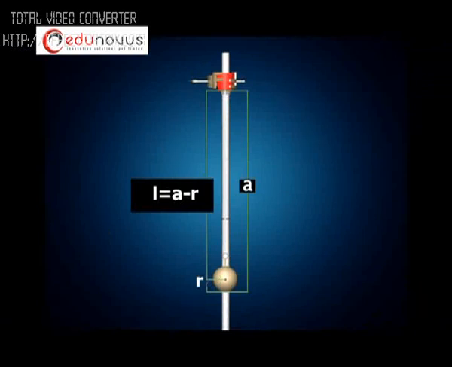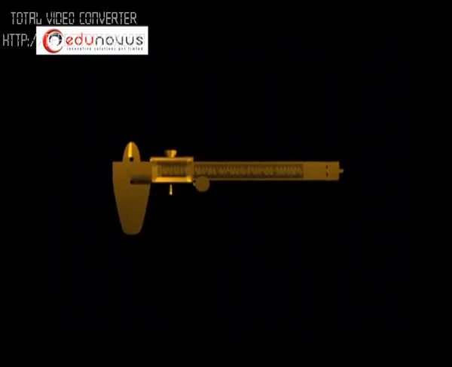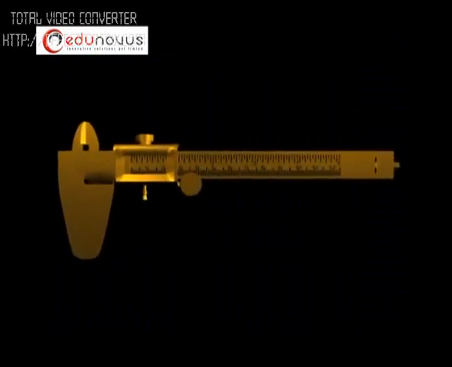Here, small a is the distance from the point of suspension to the lower end of the bob. Small r is the radius of the given bob. Small a is measured with the help of meter scale, and the radius of the bob is measured using vernier calipers. Let us describe the vernier calipers.